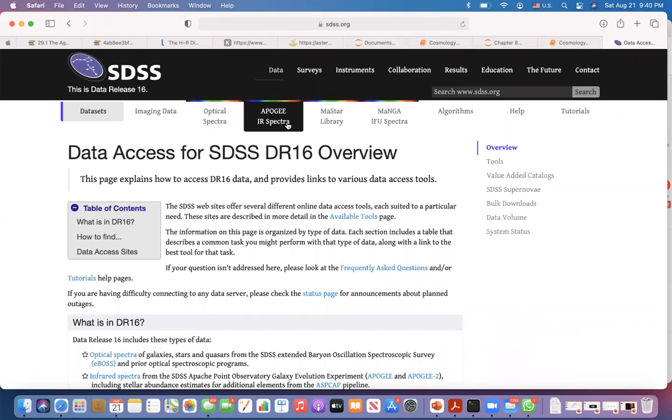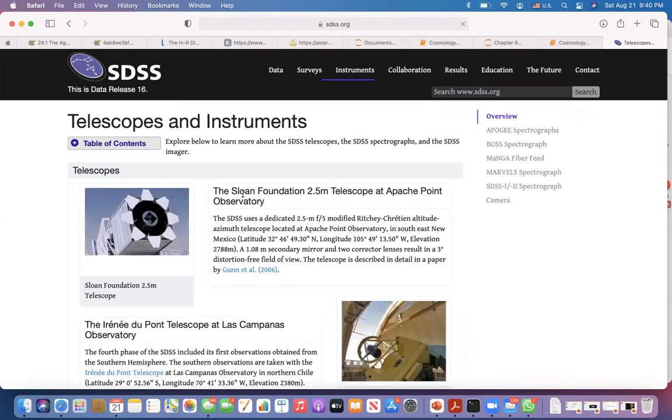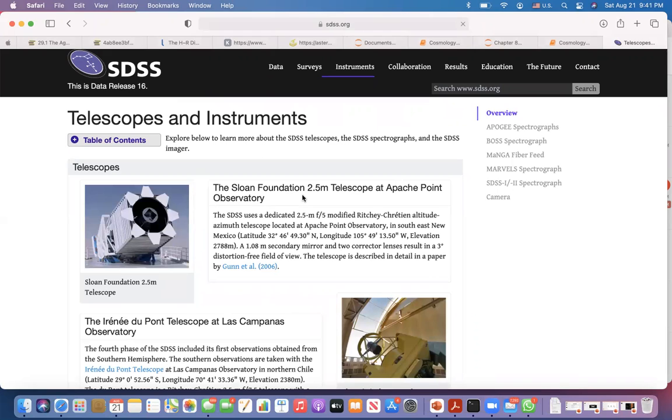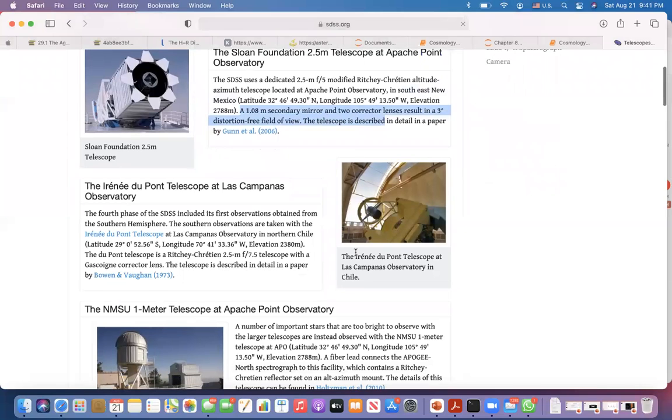I just wanted to show you what kind of website it is and what kind of things they are doing. Basically, they have this telescope right here, called the Sloan Foundation 2.5 meter telescope at Apache Point Observatory, in southeast New Mexico. That is where this particular telescope is located, and it has details about the secondary mirror and everything, some of which I guess we discussed in the chapter on telescopes at the very beginning, right? They use this telescope with 5 filters.